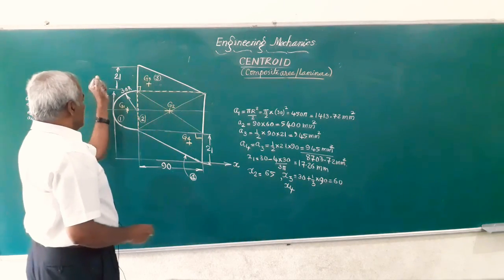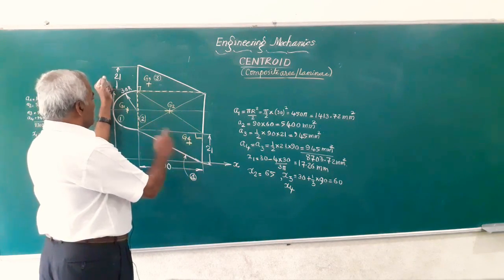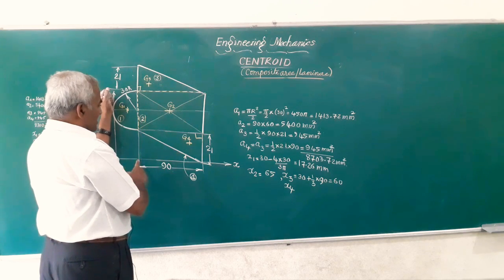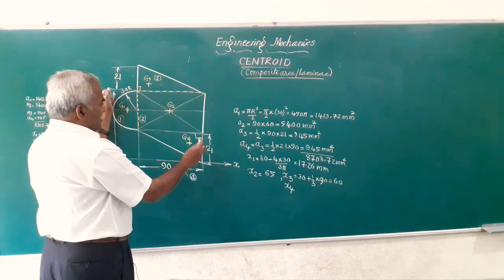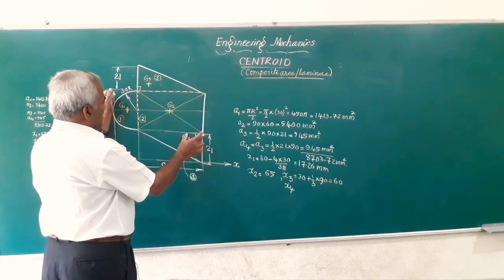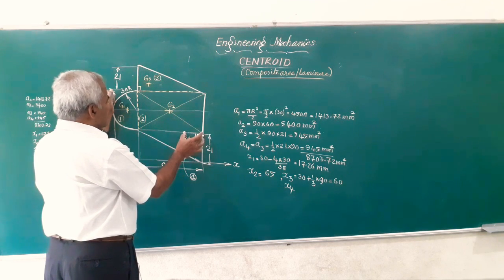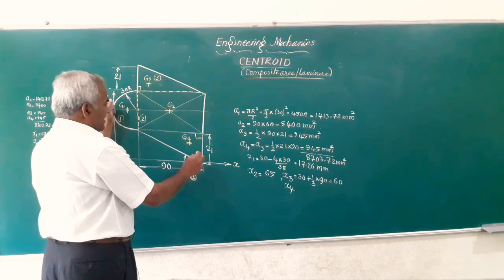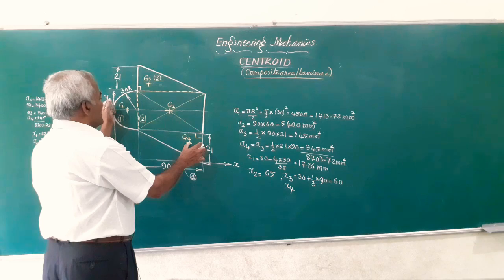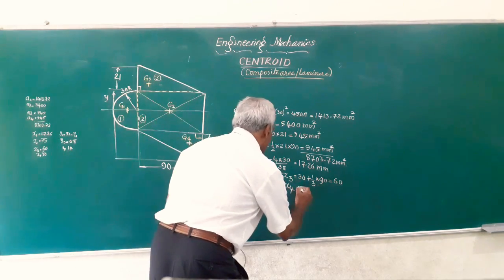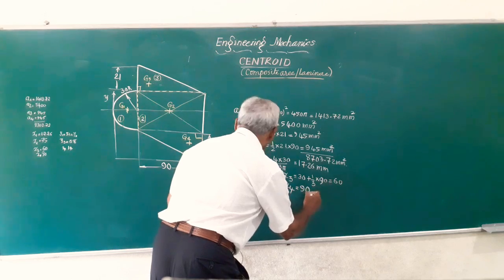X4 is what? The distance of this G4 from here. So, friends, the total distance is 30 plus 90, 120. In that 120, if you subtract this 1/3 height, which is 30, you will get 90. X4 is equal to 90 millimeter.